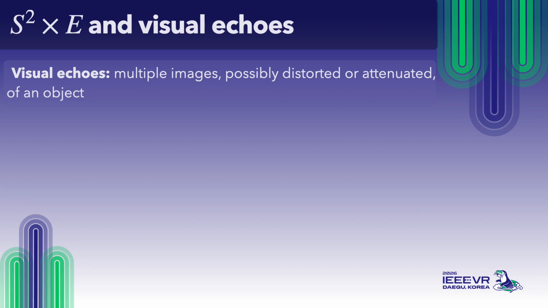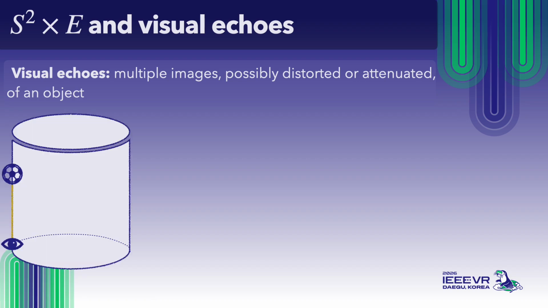What we call visual echos are multiple images of an object, which may be distorted or attenuated. These echos appear naturally in S2 cross E because several rays of light can travel between the observer's eye and the object. We are familiar with this behavior in our physical world when we use intermediate media, such as mirrors, puddles of water, etc. For example, here, the yellow line represents a possible path for light along the Euclidean component.